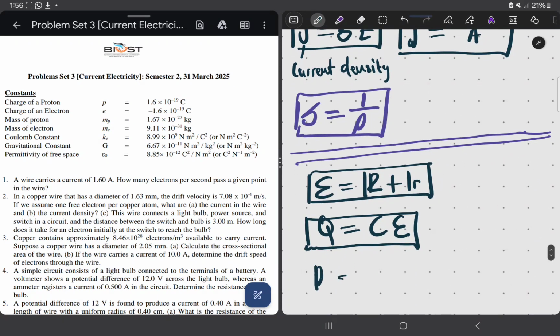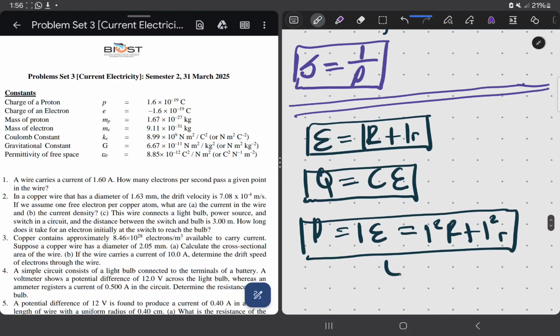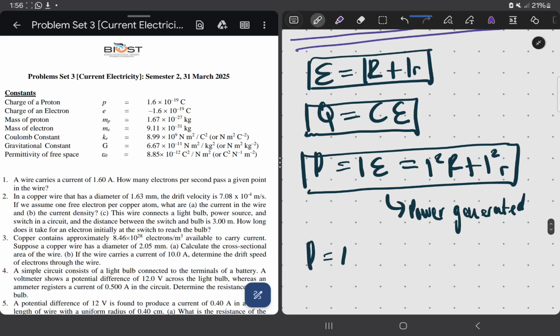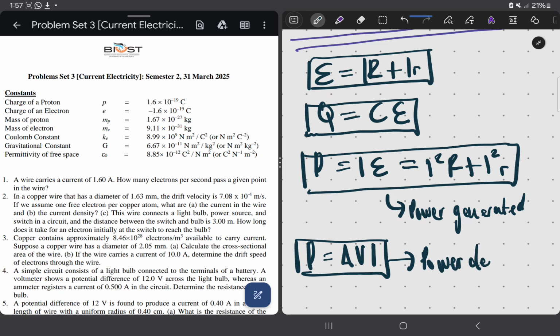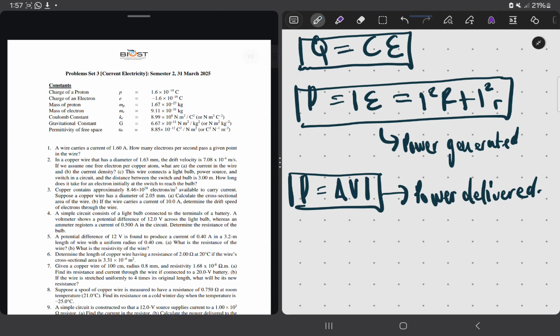Then from there we had power generated, which was IE, which we also said was I squared R plus I squared small r. This is for power generated. Now we have another one for power delivered. We said it was delta V times I. This is for power delivered to your devices, because there is going to be some power loss inside the source, due to the internal resistance of the source.